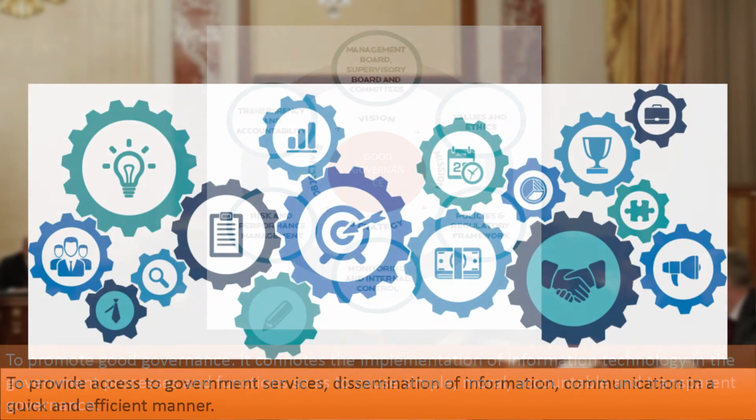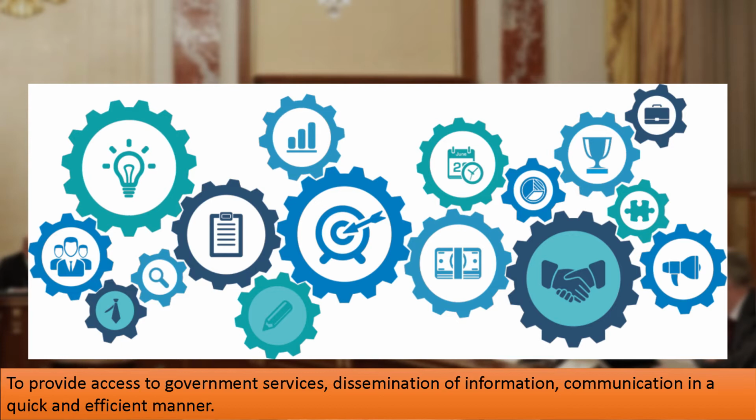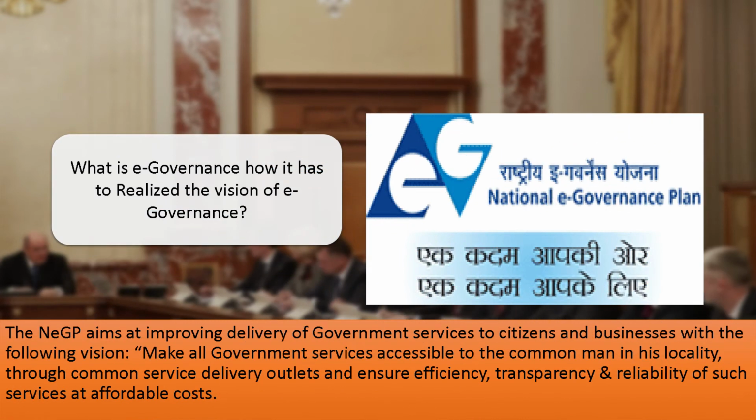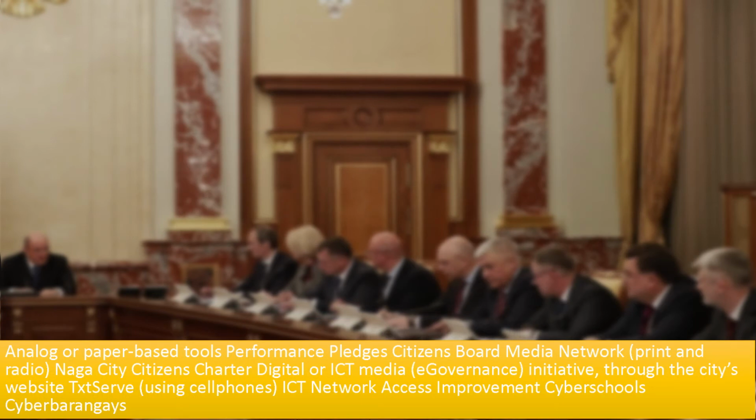So, what is e-governance? How has it to be realized? The vision of e-governance: the NEGP aims at improving delivery of government services to citizens and business with the following vision: make all government services accessible to the common man in his locality through common service delivery outlets, and ensure efficiency, transparency and reliability of such services at affordable cost. So when we talk about the delivery mechanism, there are analog or paper-based tools, that is performance pledges, citizen board, media network, and digital ICT media, that is initiatives through the city website and ICT network access improvement, that is cyber schools, cyber barangays.